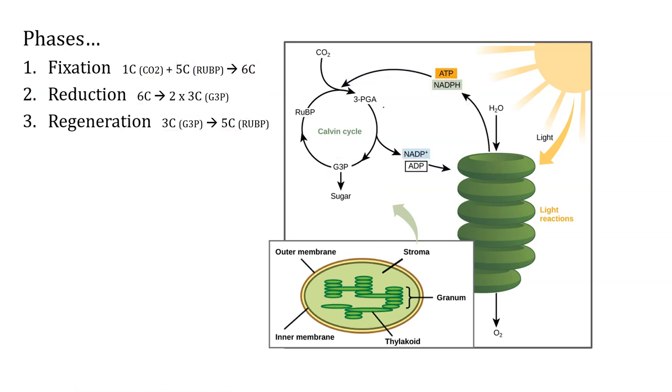At the end of the day, if you knew that there are three phases, fixation, reduction, and regeneration, and that in fixation you have a 1-carbon and a 5-carbon making a 6-carbon, in reduction you have that 6-carbon split into 2 3-carbons, and in regeneration one of those 3-carbons is brought back to our starting point, that's all you really have to know here for this.